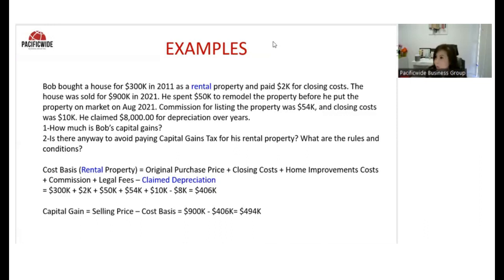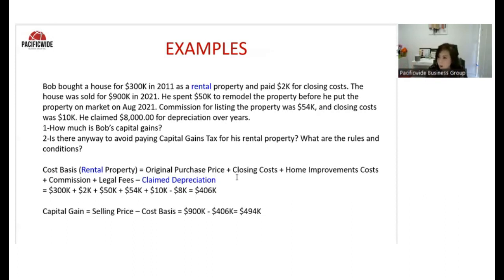So what do we do? Is there a way to avoid this capital gains tax for the rental property? Anyone? Yes, we do. We do have a way to avoid this. We use what? A 1031 exchange. Remember we talked about the 1031 exchange because it's a rental property.